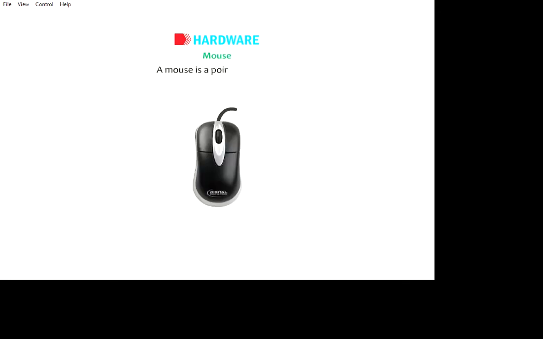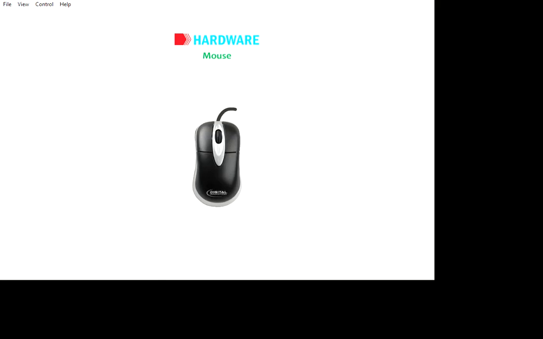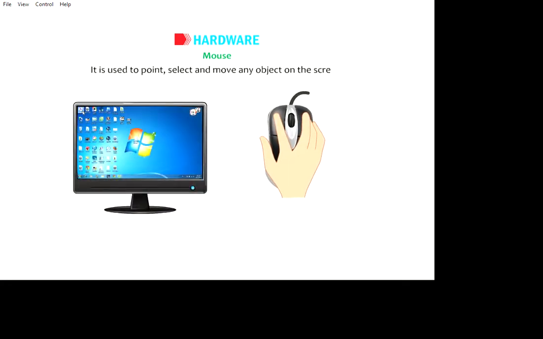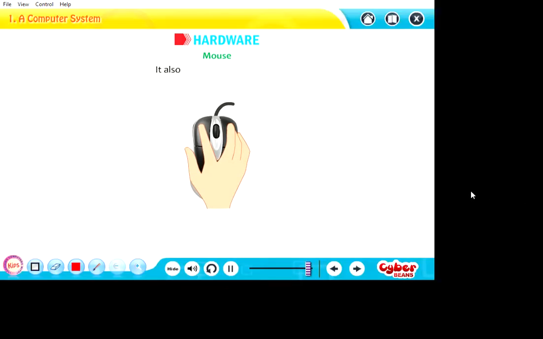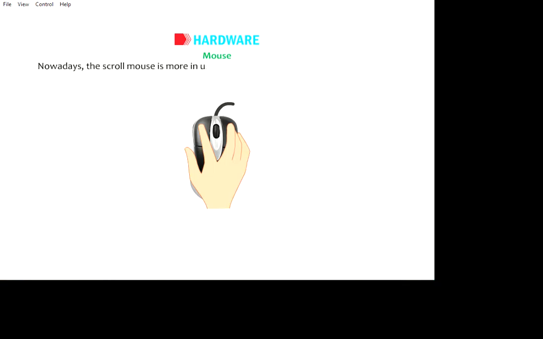Mouse. A mouse is a pointing device. It is connected to the CPU by a cable. A mouse usually has 2 buttons on it. It is used to point, select and move any object on the screen. When we move the mouse with our hand, a pointer on the screen moves in the same direction. It also helps to draw pictures. Nowadays, the scroll mouse is more in use that has a scroll wheel in the center of the 2 buttons. Students, do you know that Dr. Engelbart is the inventor of the computer mouse?